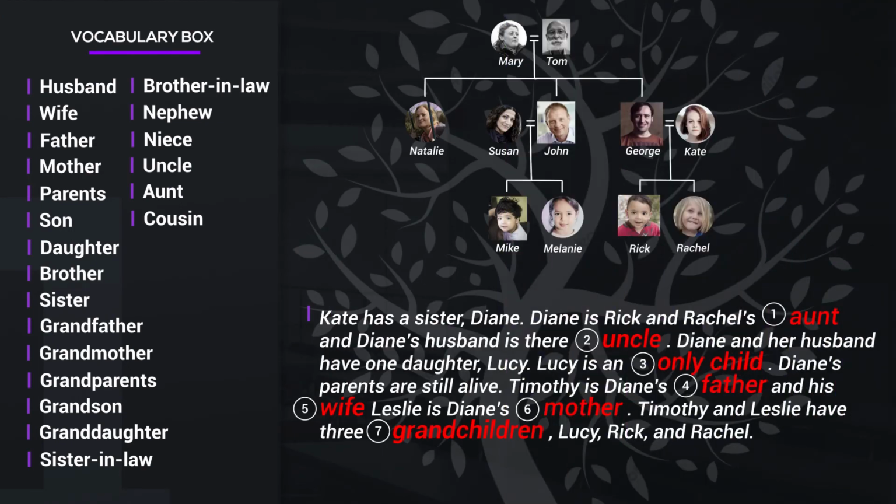Okay, now let's go over the answers. Kate has a sister, Diane. Diane is Rick and Rachel's aunt, and Diane's husband is their uncle. Diane and her husband have one daughter, Lucy. Lucy is an only child.